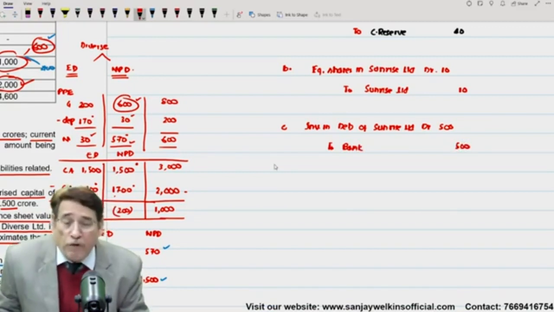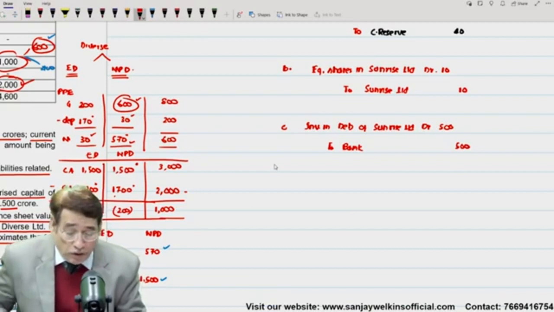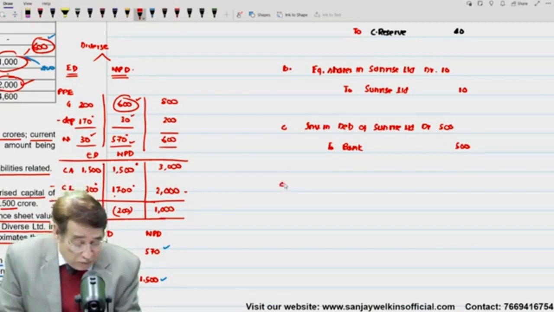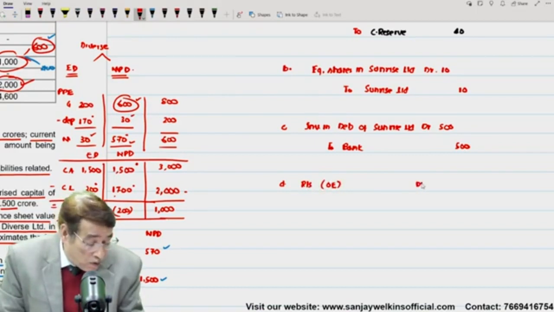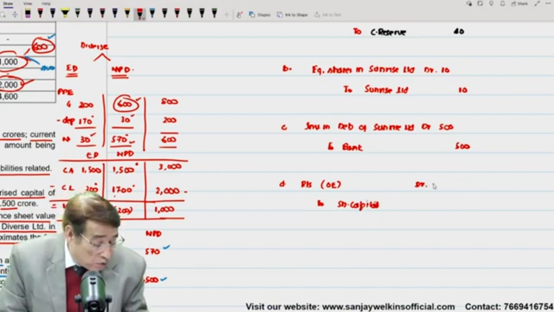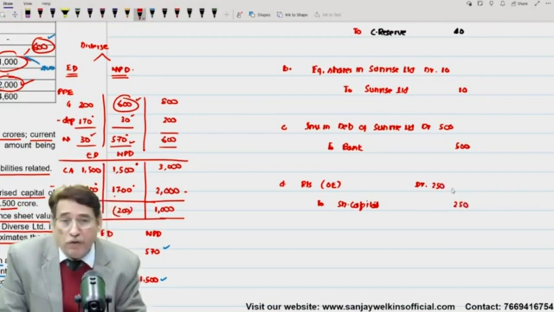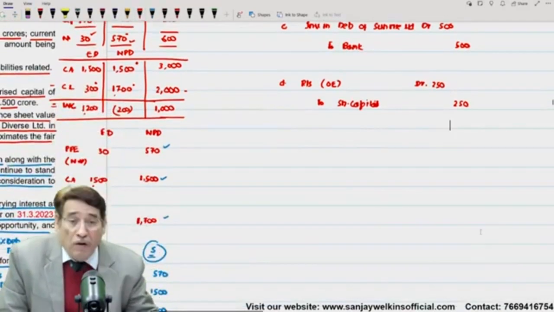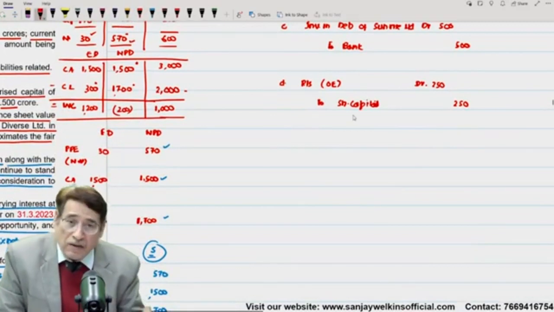Further, there was one more information, if you remember, was related to bonus issue. And I told you the entry regarding the same, D. Reserves in surplus account debit or other equity. Bonus issue was in the ratio of 1:1, if you remember. To share capital, equity share capital. And it is equal to 250. So these are our transaction with Khazana Limited and Sunrise Limited.